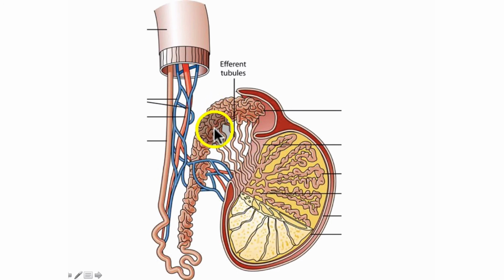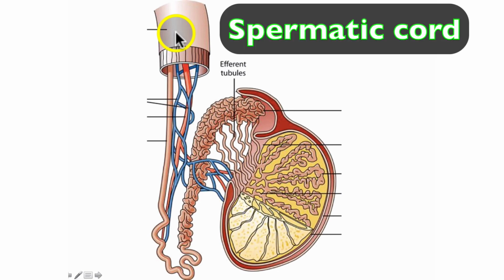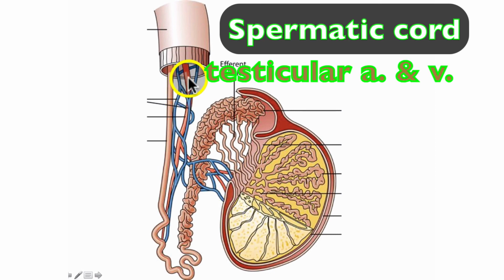Looking at this is looking at one testis. This is the epididymis right here, and what this is showing is the spermatic cord. Keep in mind, the male gonads are exterior to the body cavities, but the vas deferens or ductus deferens needs to travel up into the pelvic cavity, as do the testicular artery and testicular vein. So this is a spermatic cord that carries the vas deferens, otherwise known as the ductus deferens, the testicular vein, and the testicular artery. And certainly there's going to be nerves in there.